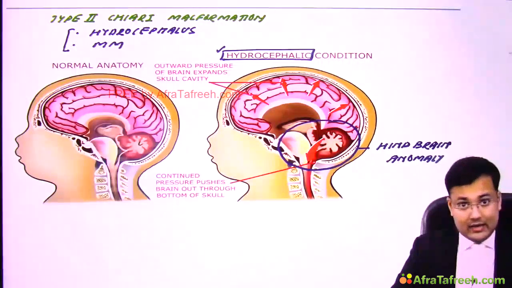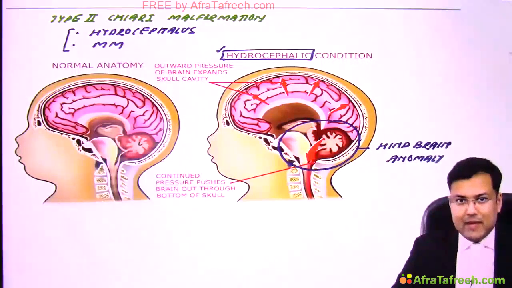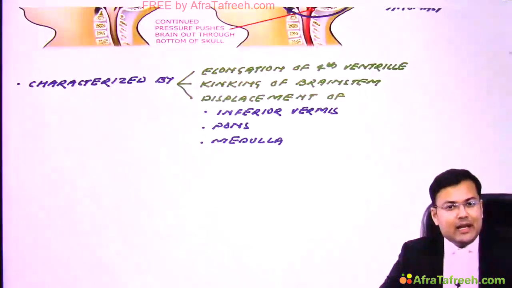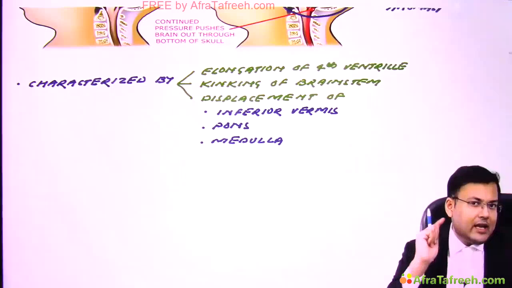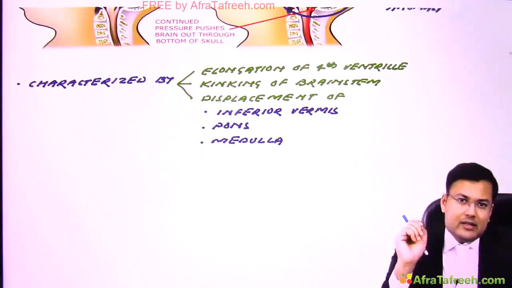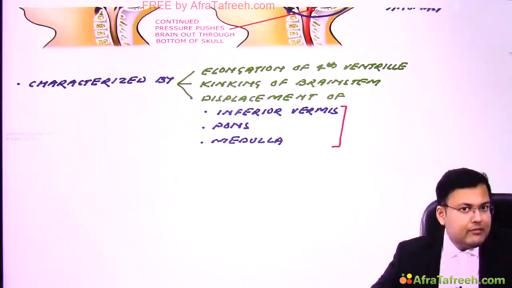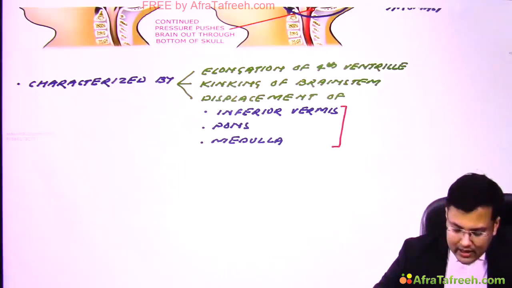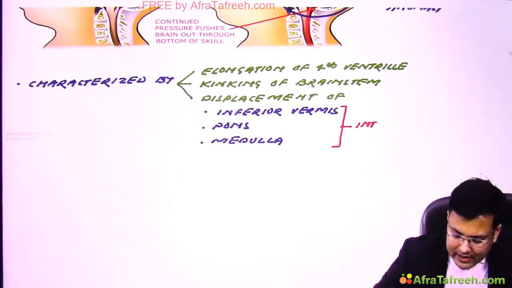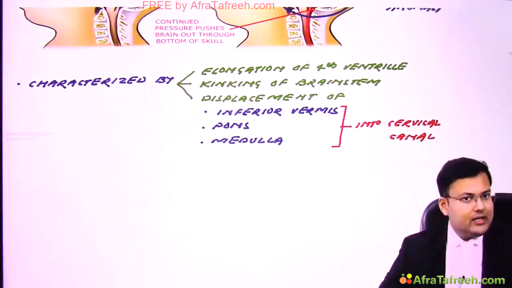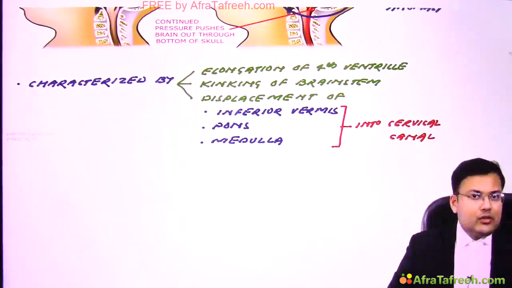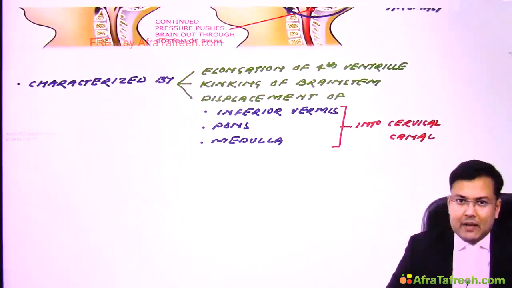Now see what are the characteristic features of type 2 Chiari malformation. It is characterized by elongation of the fourth ventricle, kinking of the brainstem because of increased intracranial pressure, and displacement of inferior vermis, pons and medulla into the cervical canal. Why? Because of increased intracranial pressure. Why? Because it is associated with hydrocephalus. So these are the characteristic features of type 1 and type 2 Chiari malformations.